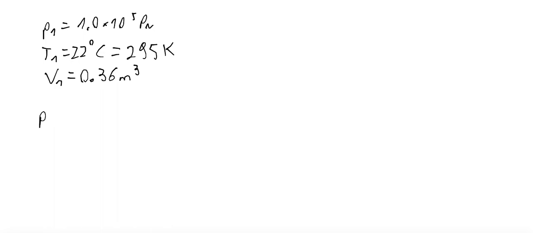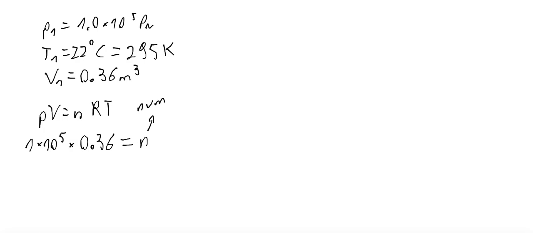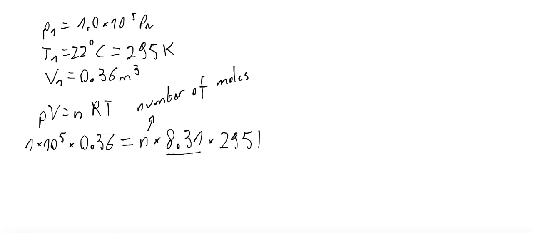PV equals nRT, where P is given, so 1 times 10 to the power of 5. V is given, 0.36. n is the number of moles. This is not the number of molecules. R is the gas constant. It's probably 8.31, but check it in your data booklet, times temperature in kelvins. By using this equation, you can calculate the number of moles.